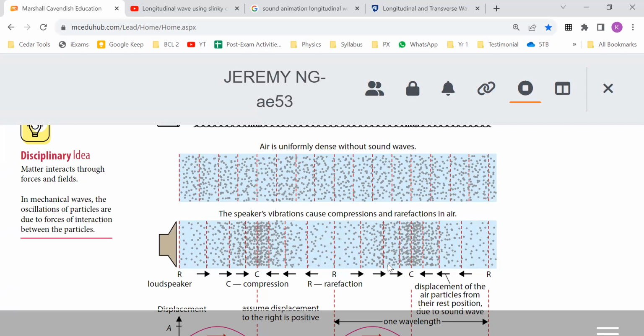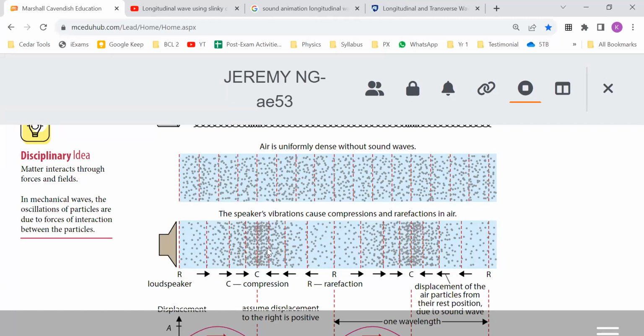Some will move left, some will move right, depending on the particles. But in essence, the rarefaction region will be more or less empty. There will be particles there, just fewer. And of course, the compressions are regions where all the particles cluster together, and this clustering moves with the wave. So the cluster carries energy and moves with the waves.